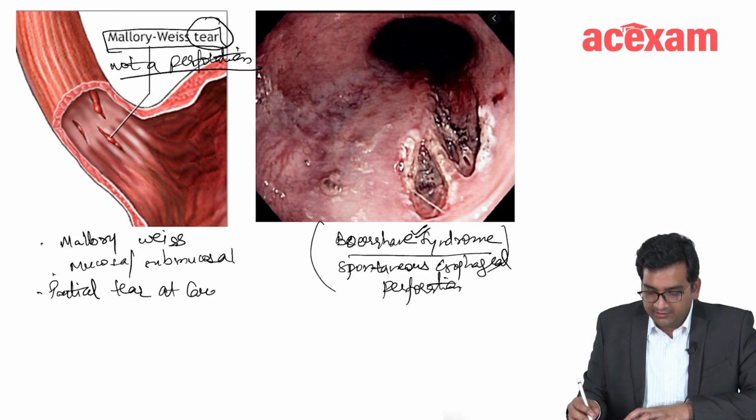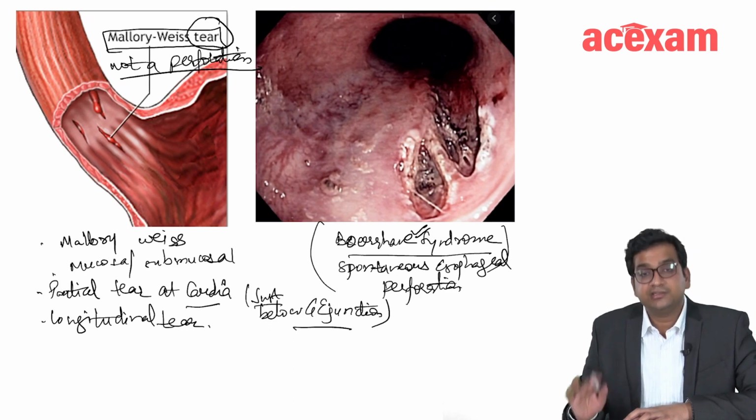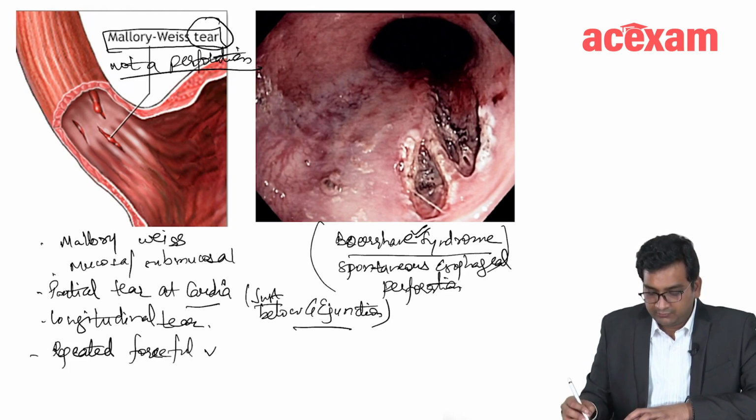At the level of cardia, it is a longitudinal tear, as you can see in the diagram. Cardia or just below the GE junction. Sometimes they give the option as just below GE junction, sometimes they give the option as cardia. And it also occurs because of repeated forceful vomiting or retching.